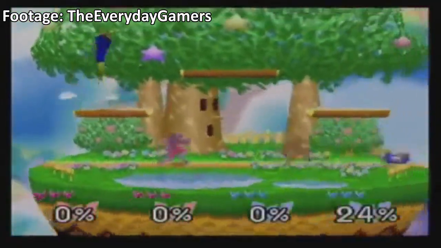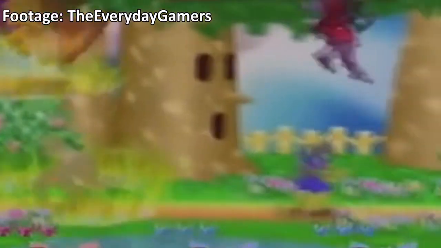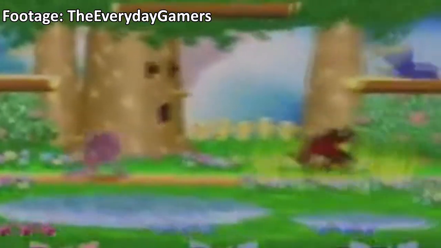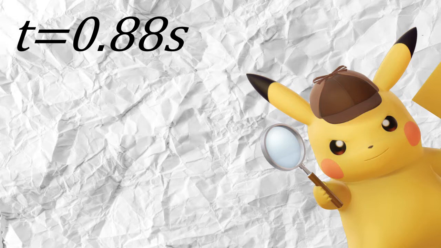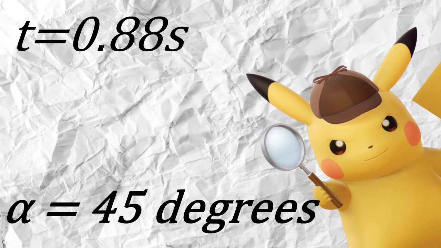So, looking at this clip in particular, we can see that when hit, Falcon flies in a wide, pretty much symmetrical arc. Already we can start to gather a few figures. First of all, I measured that the time that Falcon spends in the air is pretty much spot on 0.88 seconds, with half of that spent on his ascent and the other on his descent. We can also measure the angle he's projected at as being acceptably close to 45 degrees.